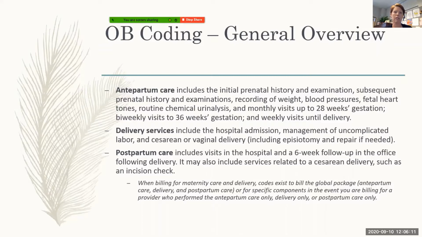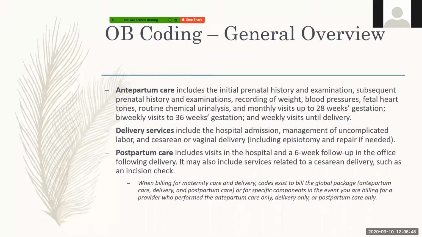So we're going to go through some of the details, but in general, antepartum care is going to include that initial prenatal history and exam, all of the follow-up visits, anything you're doing as far as weight and blood pressure and fetal heart tones, the urine dips that we do. And then their definition of how many visits is typically that monthly visit up till 28 weeks, every 2 weeks up to 36 weeks, and weekly visits until delivery, which is pretty much what we follow here at the office.